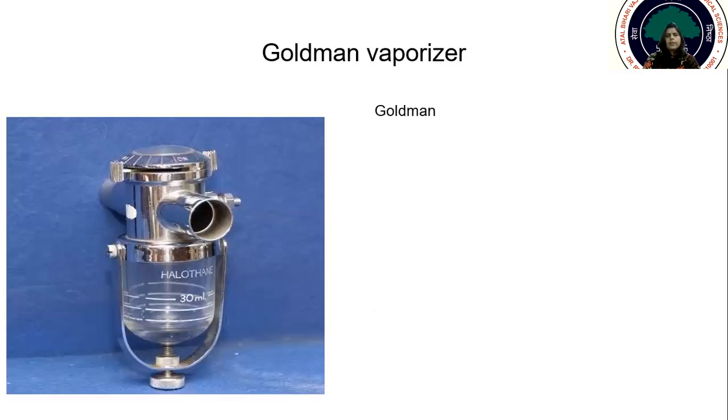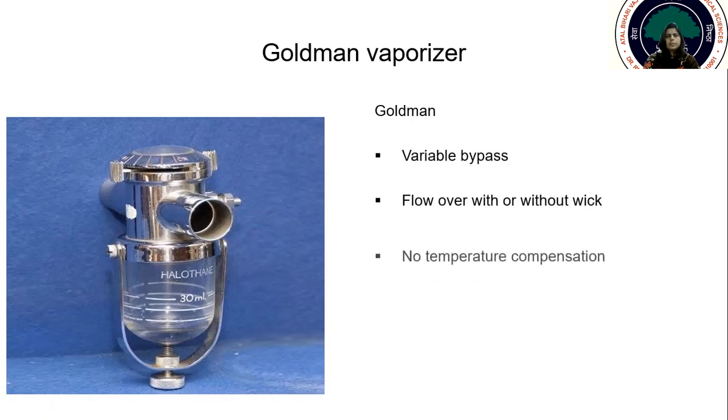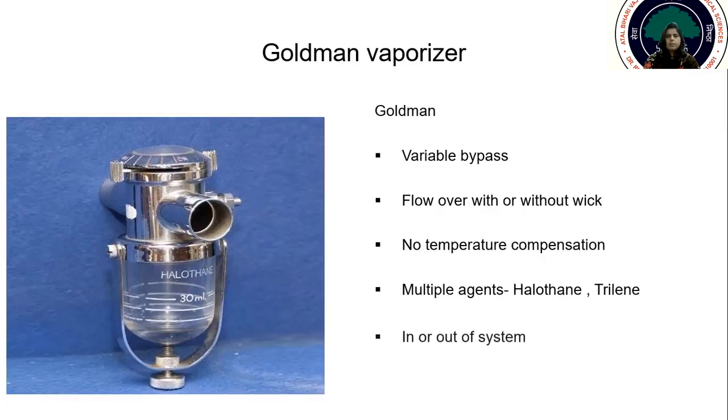Now coming to Goldman type of vaporizer. Externally, you can see there is a glass bottle of 30 cc. There's a screw beneath. You have to unscrew it and remove the bottle to fill it. This is inlet and outlet. There's a graduation mark over here on 1, 2, 3, and these are the levers which are moved to change the vaporization concentration output. Similarly, it is a variable bypass vaporizer, flow over with or without wicks.